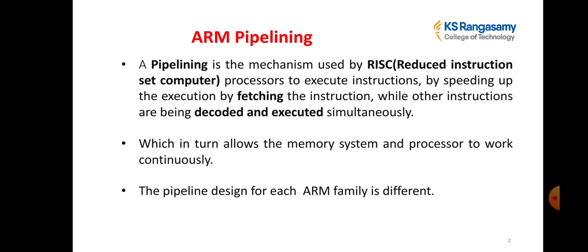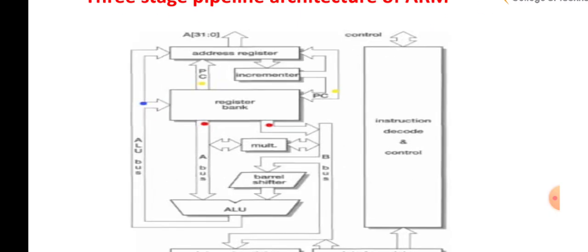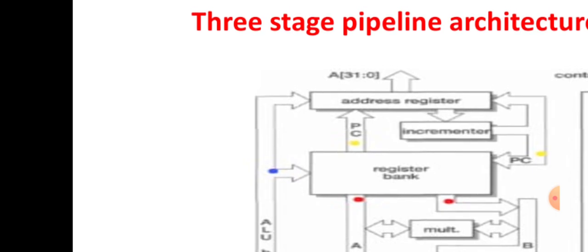By doing this simultaneously, we can improve the speed. That is the pipelining process used in the ARM, which allows the memory system and the processor to work continuously. And the pipelining design for each ARM family is different. So this is the 3-stage pipelining architecture of the Advanced RISC Machine. Here we have the address register, which is 32-bit, and with the incrementer and register bank, we are going to access the registers in the memory.